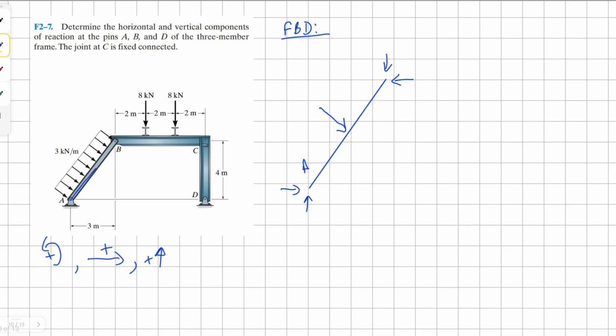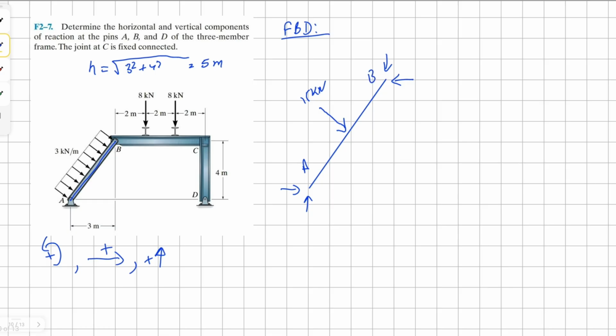To do that, we need to first of all find the length of AB, and we can simply use Pythagoras theorem to find the value of this length, which is going to be 3 squared plus 4 squared. Solving this, we get 5 meters. And we know that our uniform distributed load is simply the value times the length of the load. That's 3 times 5, so therefore it becomes 15 kilonewtons.